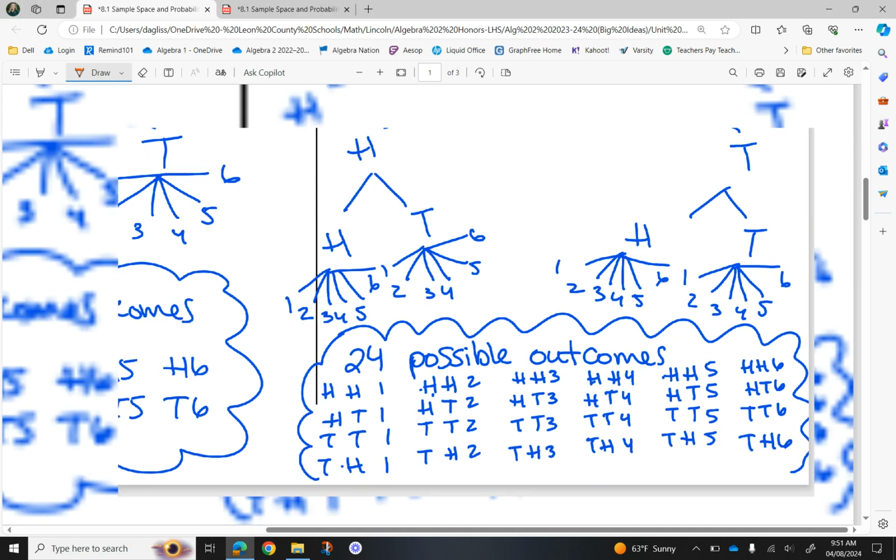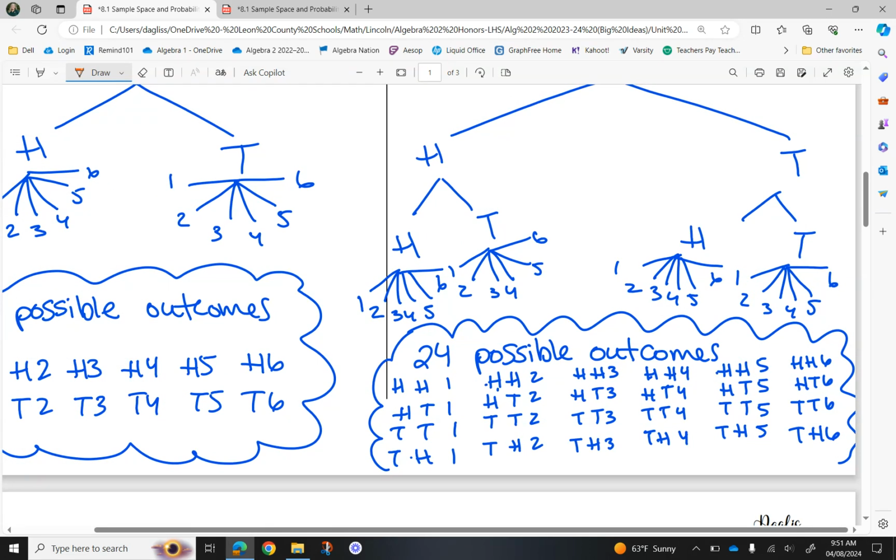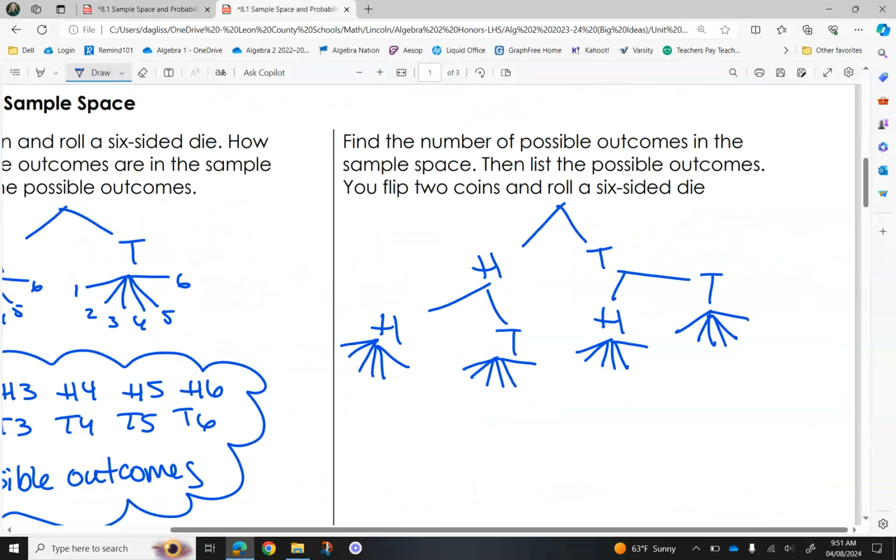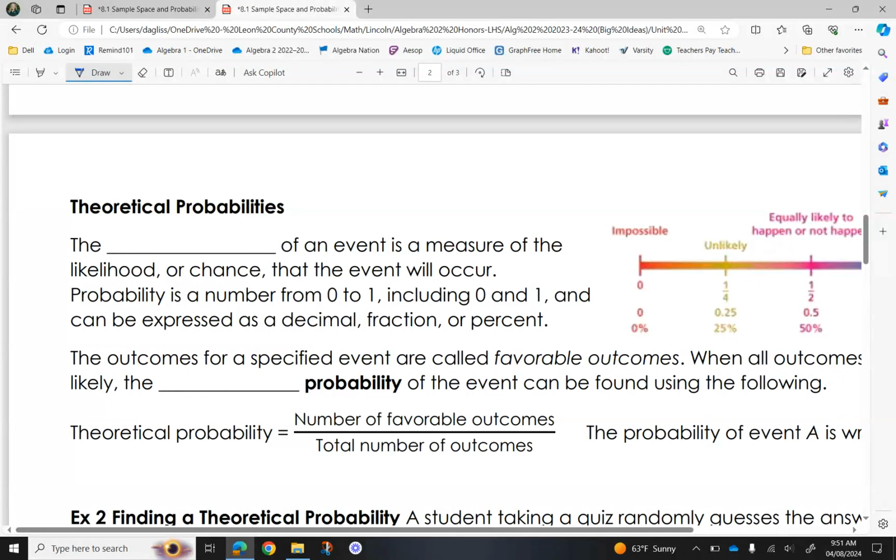Okay. Now we're going to get into different kinds of probability. The first type of probability we're going to look at today is called theoretical probability. The probability of an event is a measure of the likelihood or chance that the event will occur.